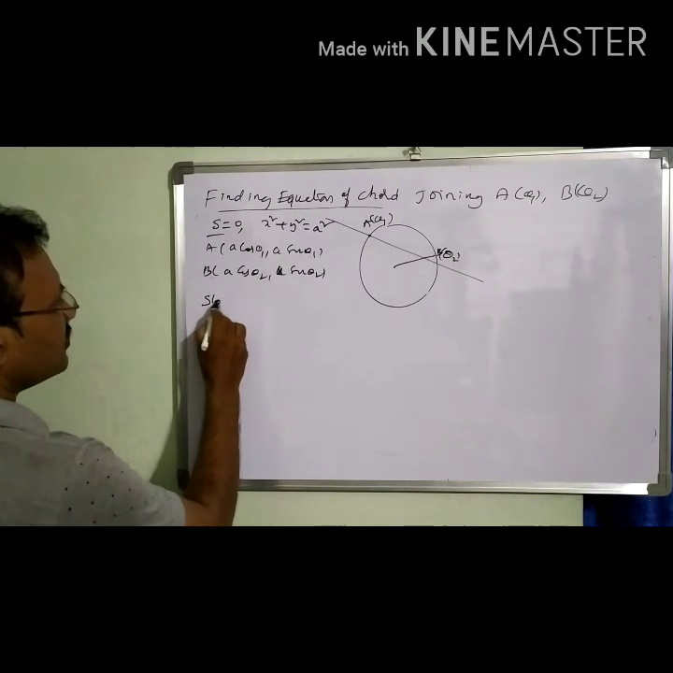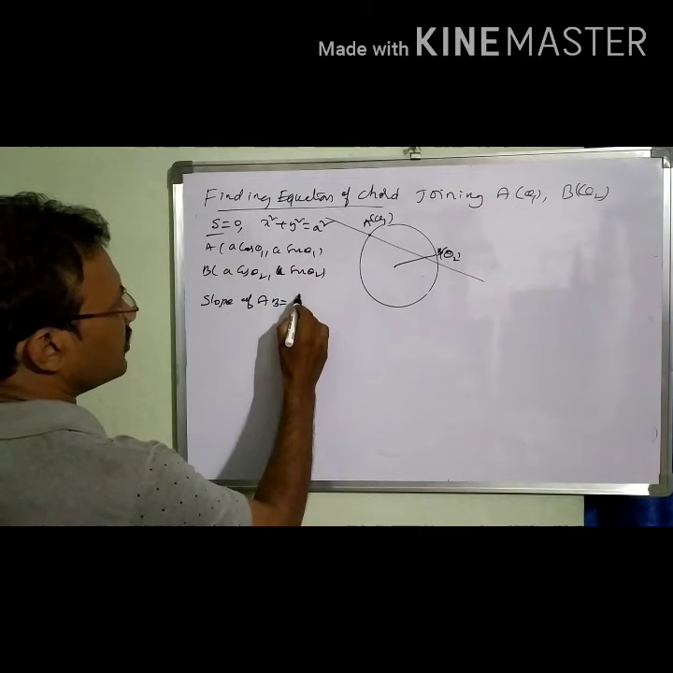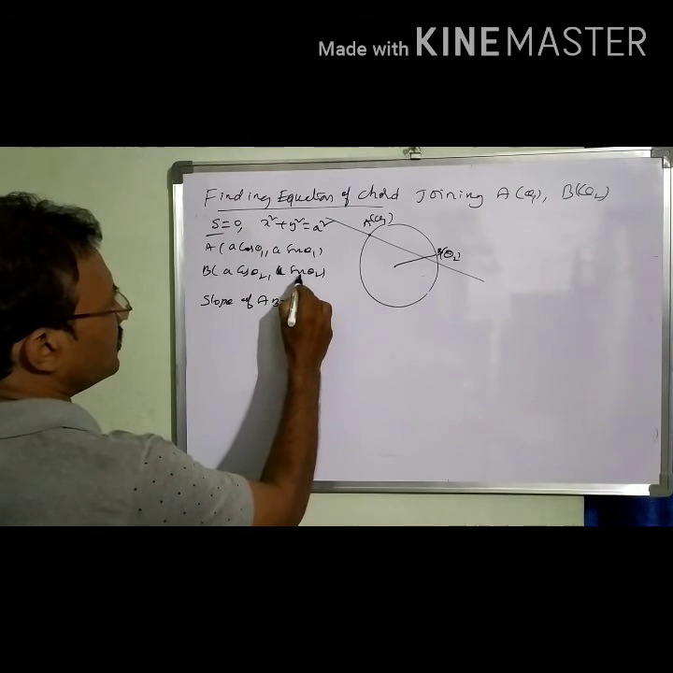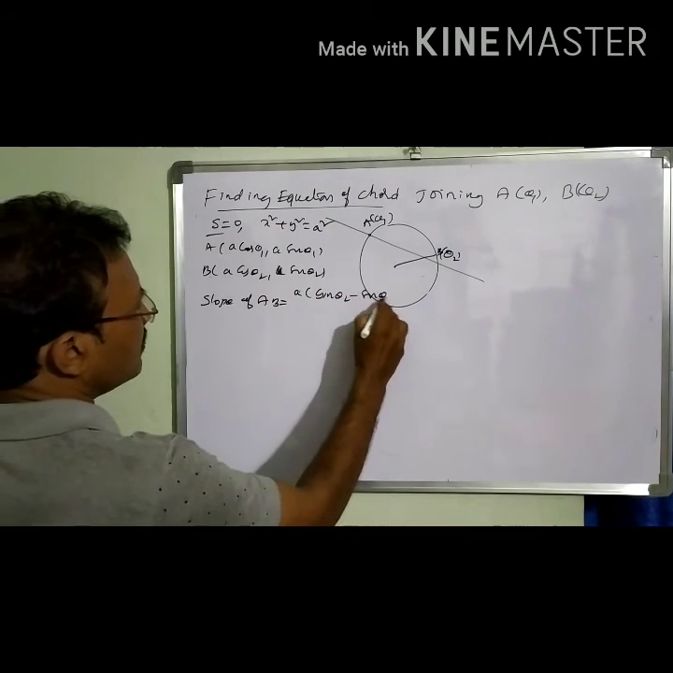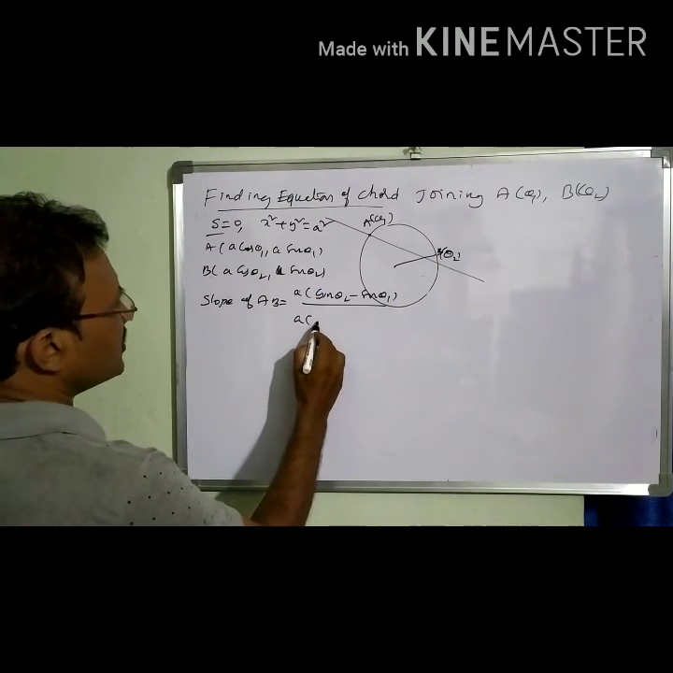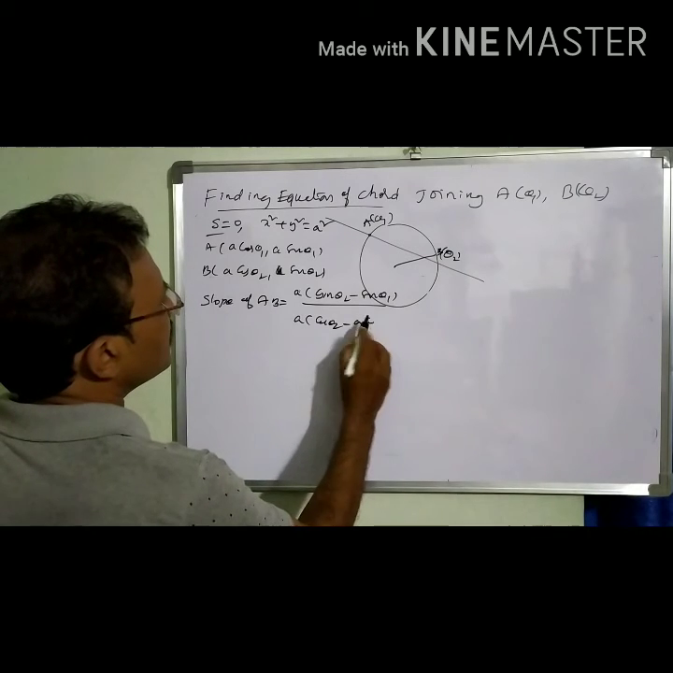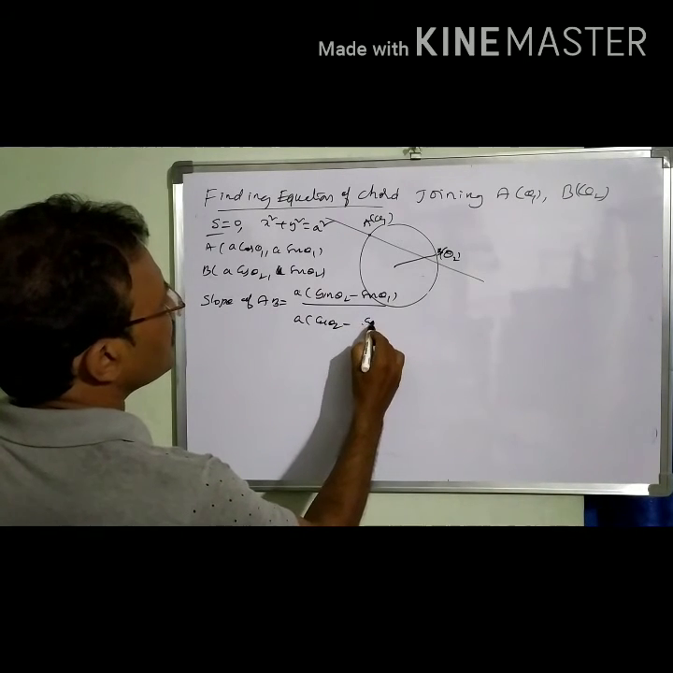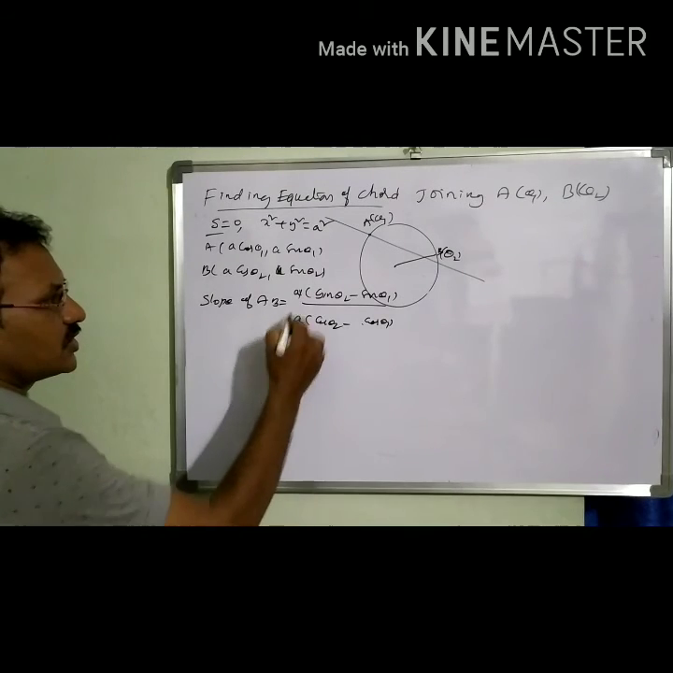Slope of AB is equal to what? Slope of AB is equal to y2 minus y1 by x2 minus x1, which means a into sin theta 2 minus sin theta 1 by a into cos theta 2 minus cos theta 1. This is the slope of the straight line AB.